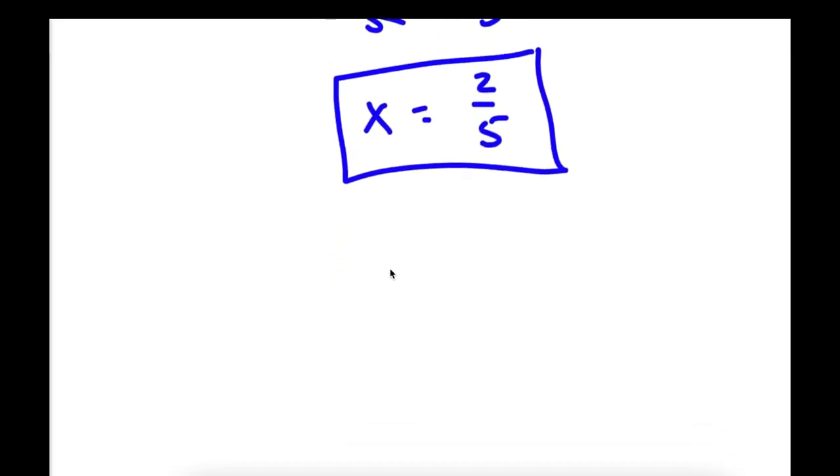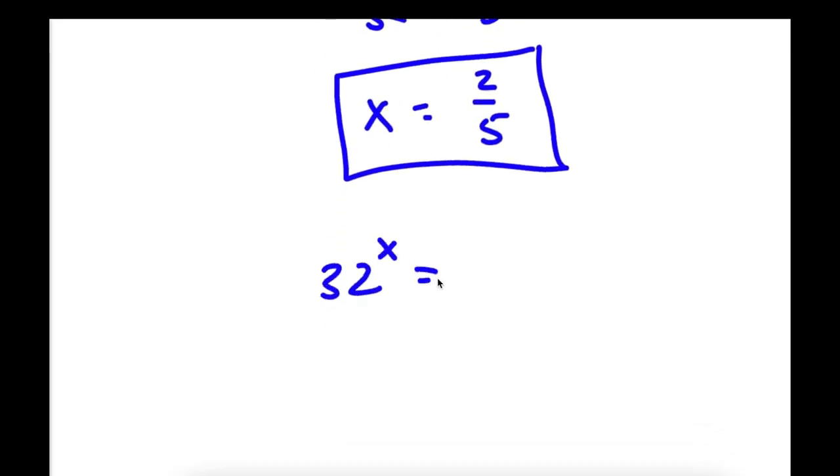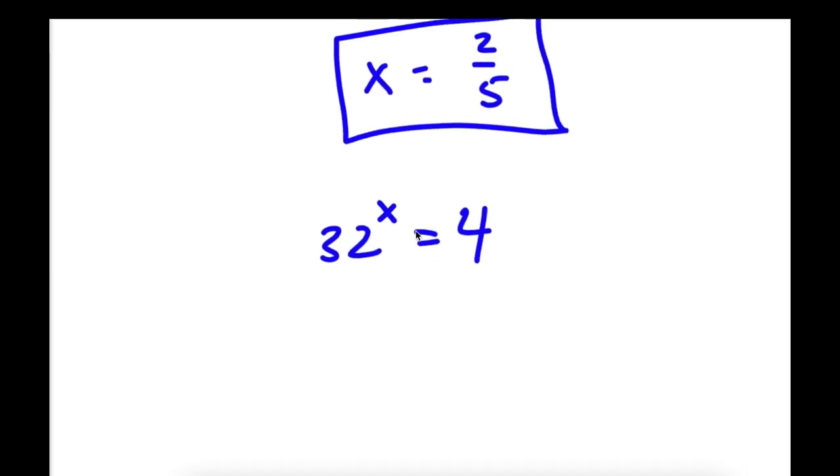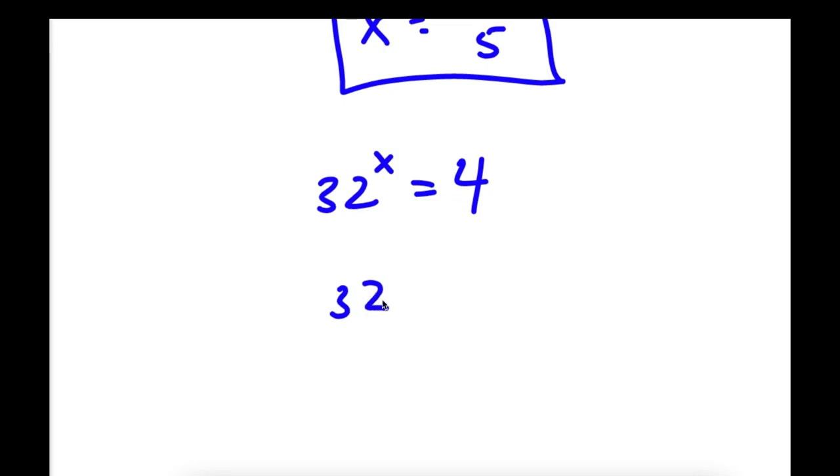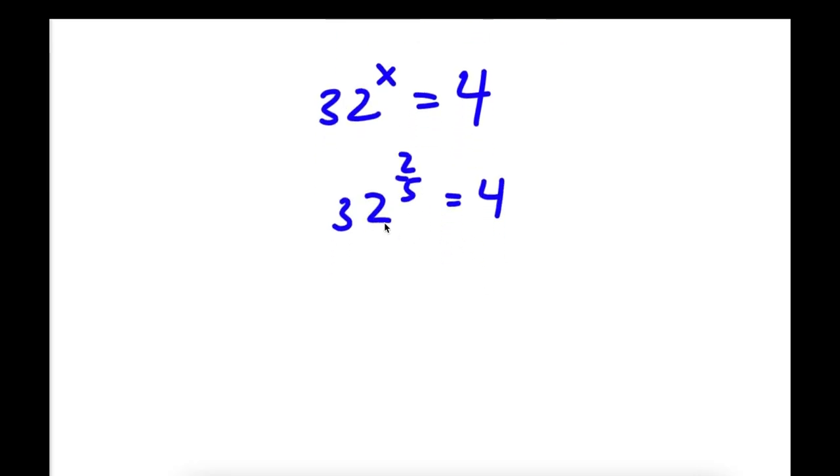Now we can go ahead and plug this into our original equation, 32 to the power of x equals 4, and see if it's right. So if I plug in x as 2 over 5, I get 32 to the power of 2 over 5 is equal to 4. Now, 32 to the power of 2 over 5, this is the same thing as 32 to the power of 1 over 5, squared.